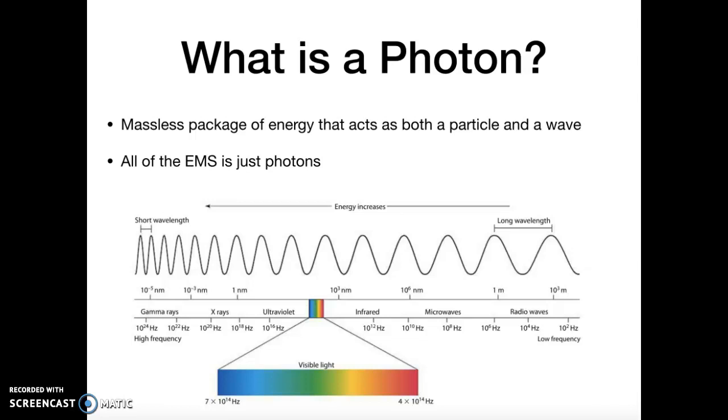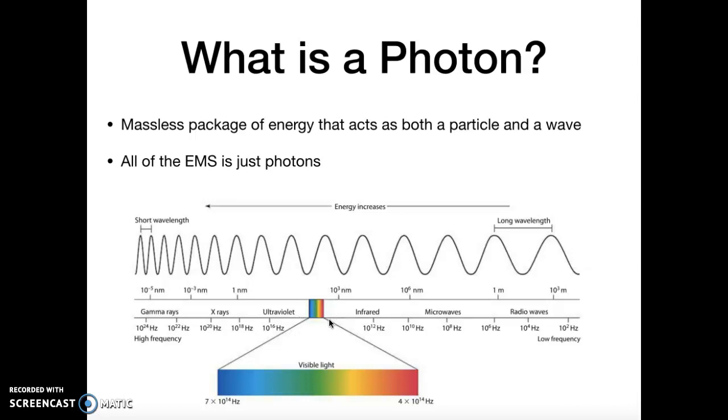So photons are massless packages of energy, and they act as both a particle and a wave, which is called the particle-wave duality. And we all have seen this before. This is the electromagnetic spectrum. All of this electromagnetic spectrum is composed of photons that have different wavelengths and different frequencies. We've learned before that radio waves have a very long wavelength, a low frequency and a low energy. And gamma rays have a very short wavelength and a high frequency, and they have a lot more energy. And the visible light spectrum is just a small part of this electromagnetic spectrum.